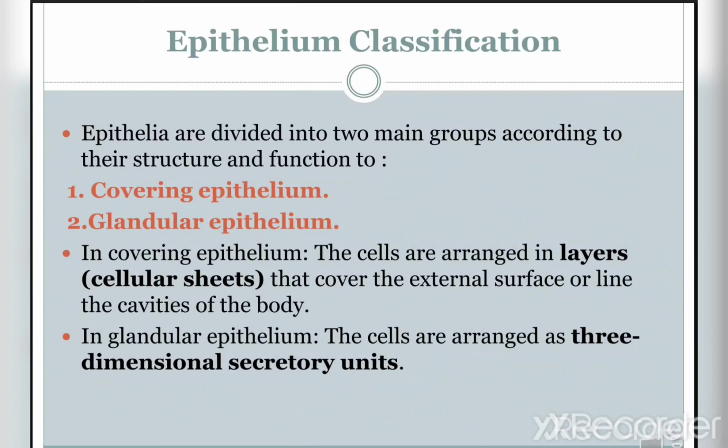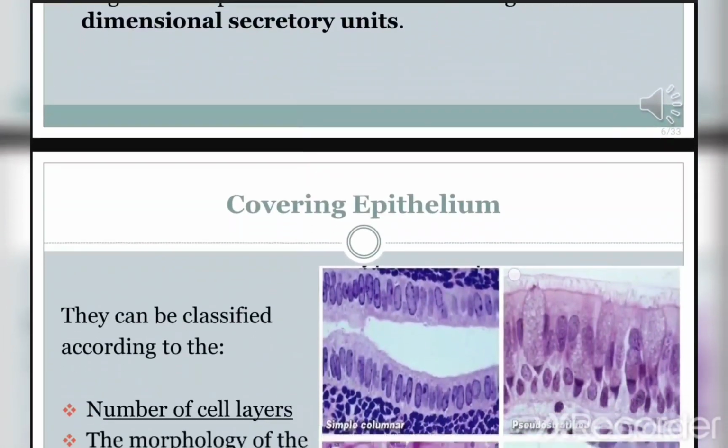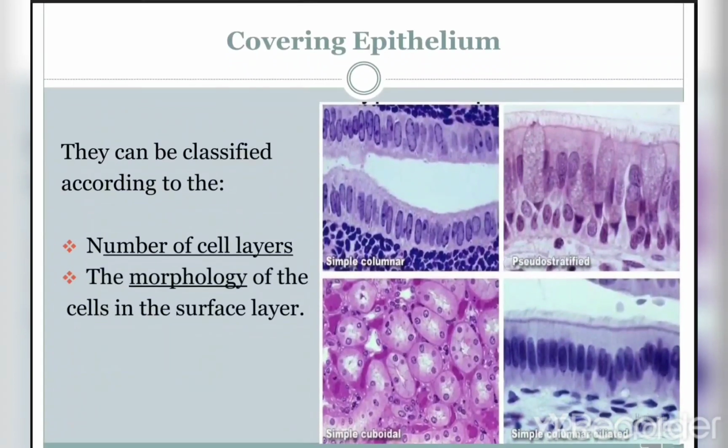Regarding the covering epithelium, we will start with the first type of the epithelium. The covering epithelium is further classified according to the number of the cell layers and the morphology of the cells in the surface layer. These are epithelial cells which have certain characteristics, as we will mention next. We can classify it according to how the cells are arranged above each other and the morphology of the cells, as in these slides.